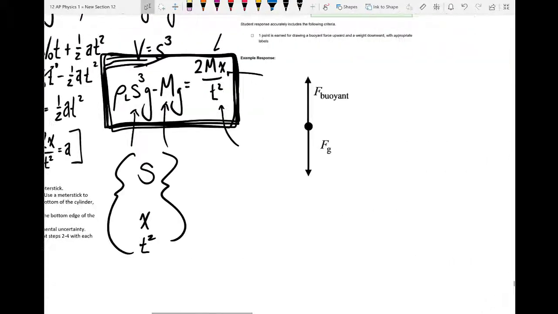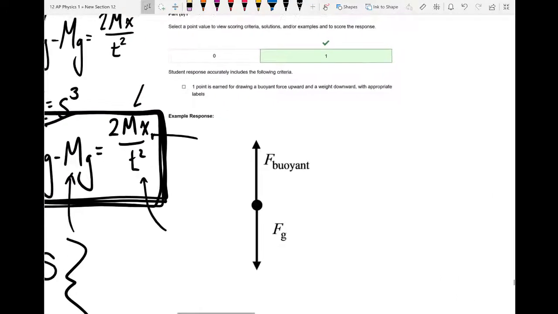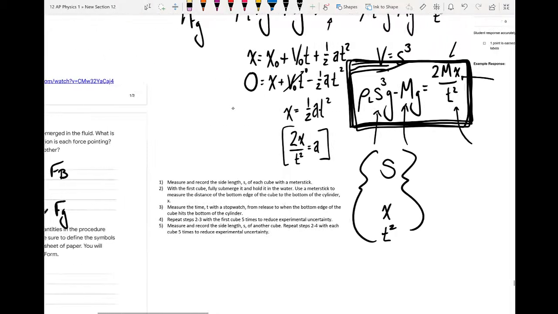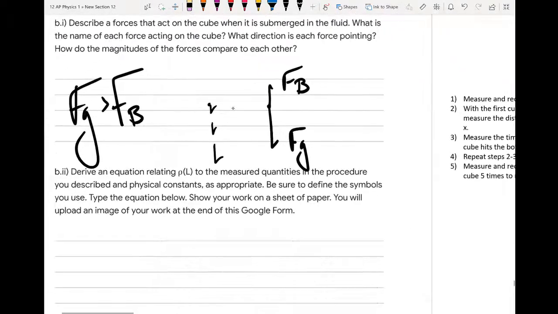This one on their key is a little bit different, but really what you're doing is earning a point if you draw a buoyant force upwards, weight downwards, and then just label them. This one they look like they drew them the same length. But all we have to do is label those and draw them up and down. So we've done that, and that's good to go.